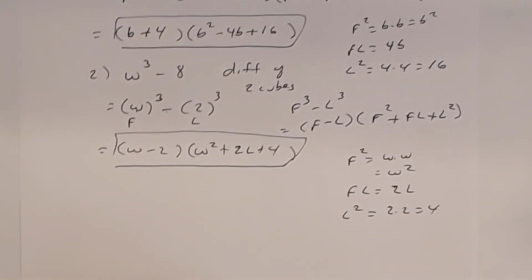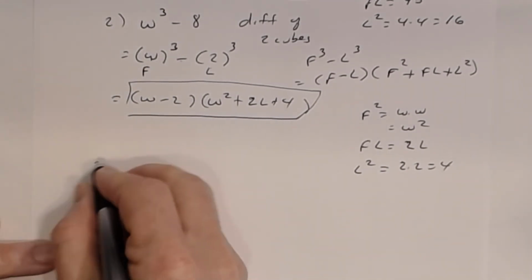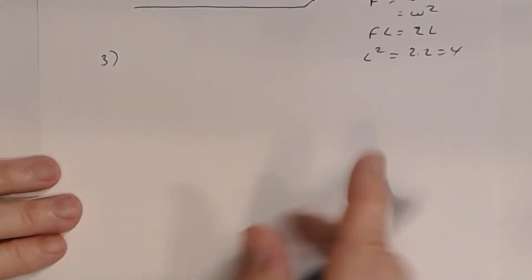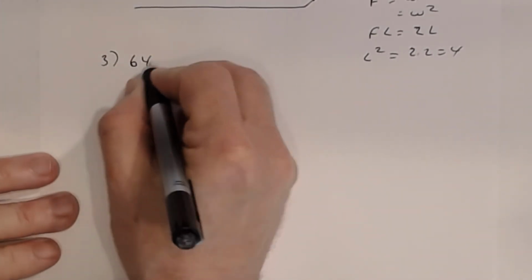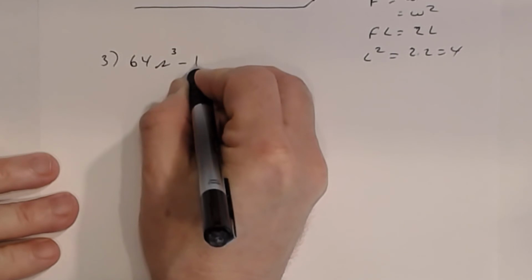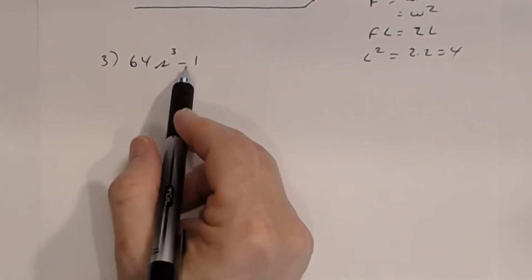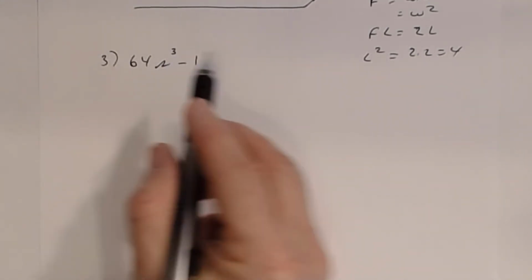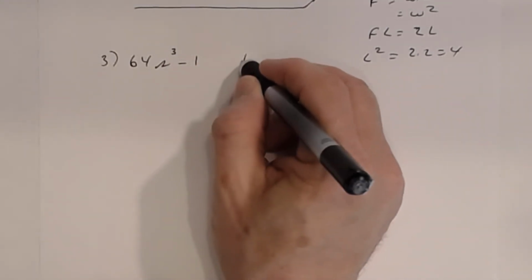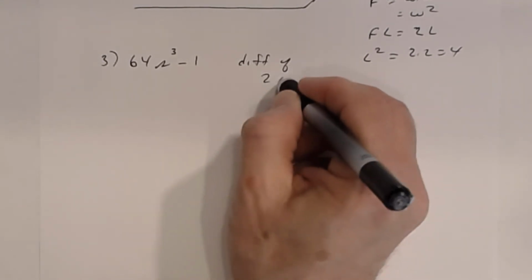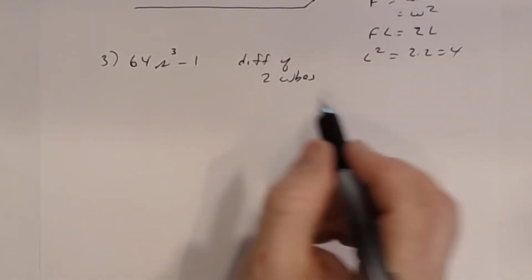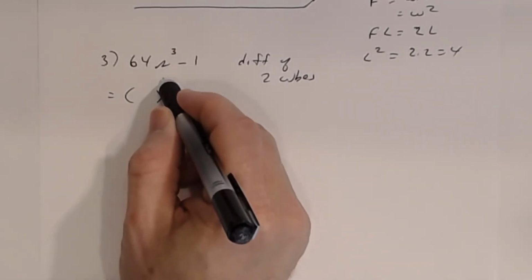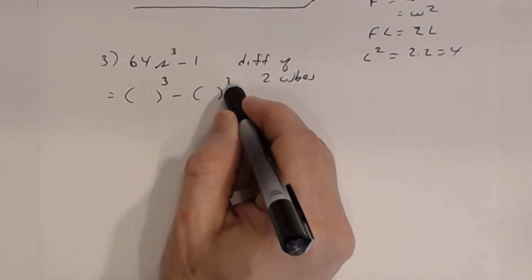So that's number 2. Let's look at number 3. Now number 3, I want you to see something in number 3. So let's suppose in number 3 we had this, 64s cubed minus 1. So notice I have two terms. I have a subtraction in the middle. I see a cube here. So you have to ask yourself, is this the difference of two cubes? It would be the difference of two cubes if I could write this as something cubed minus something cubed.